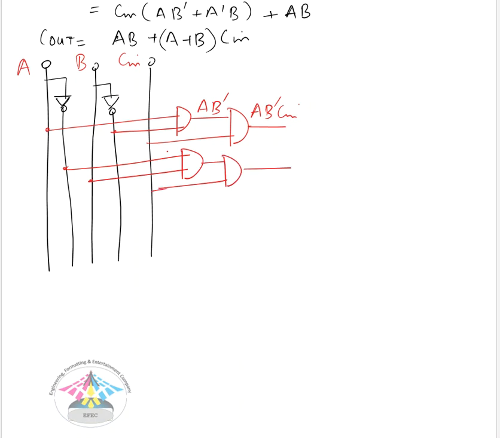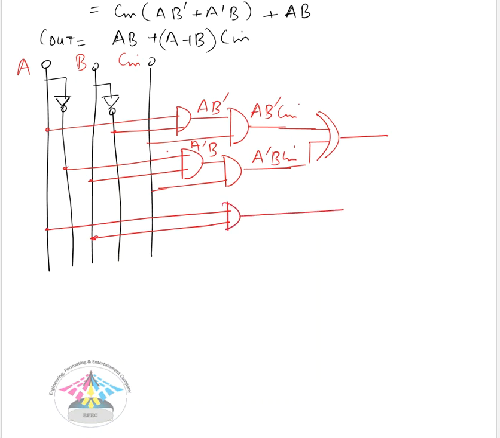So here we have the A'B, so it is A'BCin. And these should be ORed, so this is what we have. And similarly for the next term, we have to pass it through an AND gate, and then all of them should be passed through an OR gate. So this is basically our Cout.